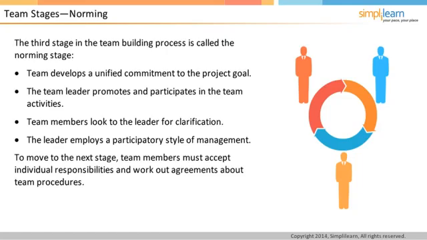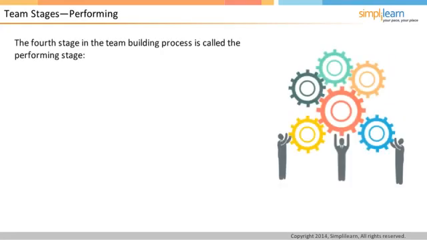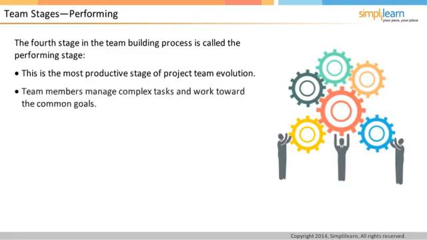The next stage in the team building process is called the performing stage. This is the most productive stage for the project team. In this stage, team members manage complex tasks and work toward the common goals of the project. The leader employs a supervisory style of management by overseeing progress, rewarding achievement, and supervising process.